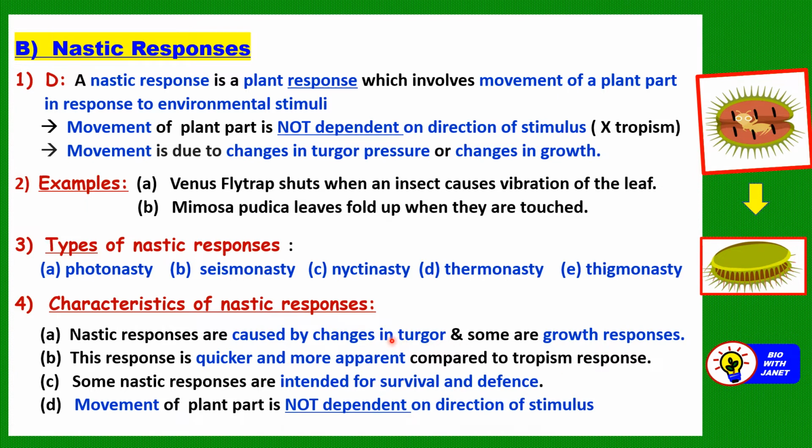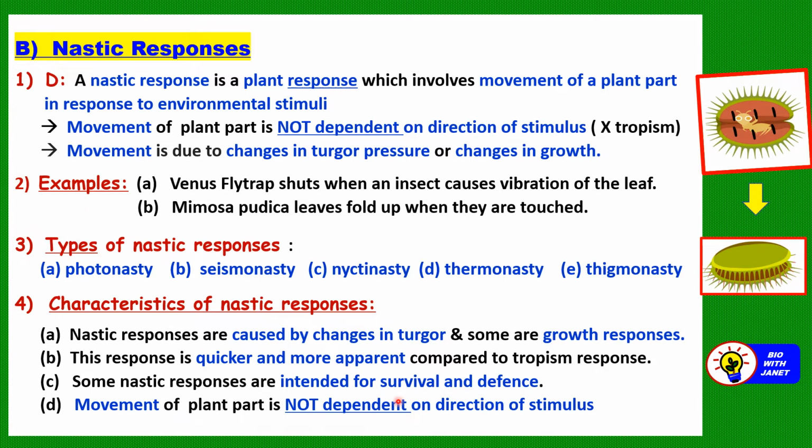Now, what are some characteristics of Nastic responses? Nastic responses are caused by changes in turgor pressure, and some of them are changes in turgor pressure of the cells, all right, around, for example, the leaf stalk there, and some are growth responses. Now, most of the ones discussed here involve changes in turgor pressure. Most of the Nastic responses that we're going to discuss involve changes in turgor pressure, and this response is quicker and more apparent compared to tropism response. So it's more obvious because it occurs more quickly, such as the closing of the Venus flytrap.